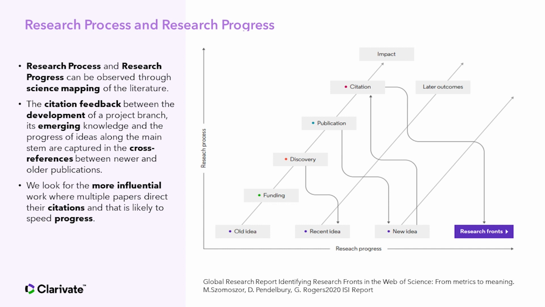So this is something that you can read in more detail from a report from ISI. It's called Global Research Report, Identifying Research Fronts in the Web of Science, from metrics to meaning. But in short, what do we mean? There is an idea, a pretty old idea, that gets funded, the researchers discover something new, they share those findings through a publication that in turn gets cited, and that's something that we can use to evaluate the impact. We can evaluate the impact of a discovery based on number of citations. Of course, there are many other ways to look at the impact.